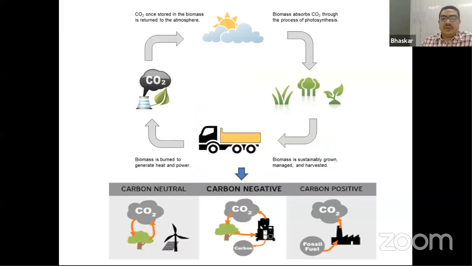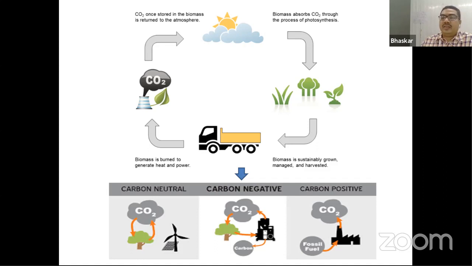So there are three things that we need to know about the carbon processes that we use. One is carbon positive, another is carbon negative, and the third one is carbon neutral. The conventional fuels that we are using right now, either crude oil based, mineral diesel, or gasoline, are carbon positive. This means that the net carbon in the ambient air will increase when we use such fuel.